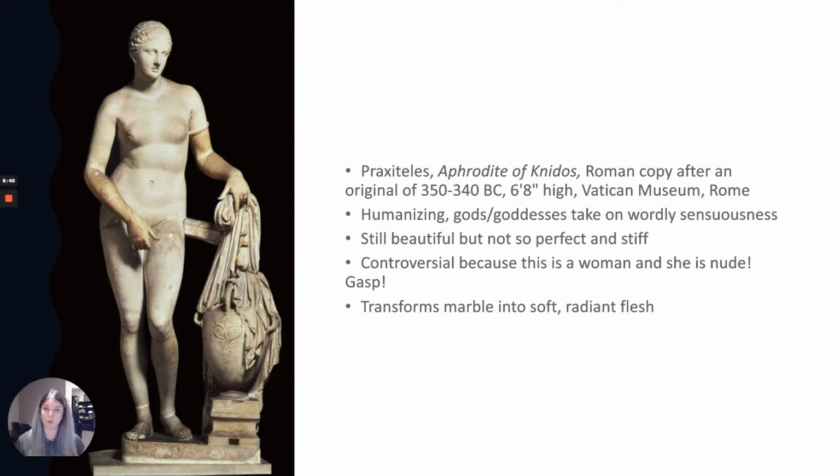People go out of their way to travel to see this sculpture, which is pretty large. It's 6 feet 8 inches tall, so it's larger than life size, right? So it becomes this thing that people come to see, and people love it. They fall in love with it, and they're very amazed by Praxiteles' ability to transform marble into the soft, radiant flesh that looks like a person. It looks soft. It doesn't look like hard stone. So this one is a big deal.